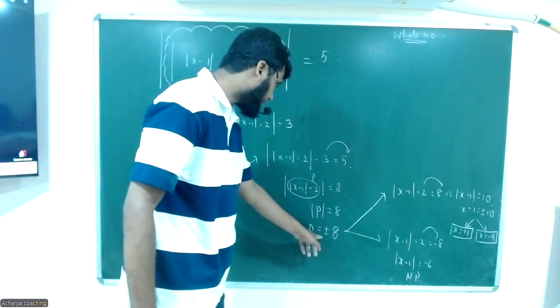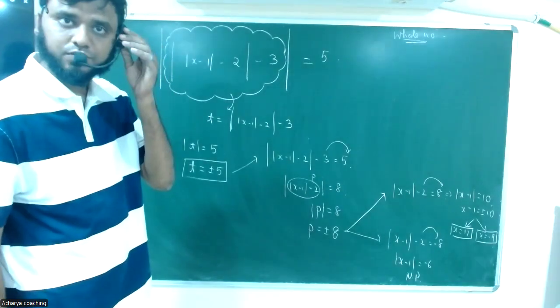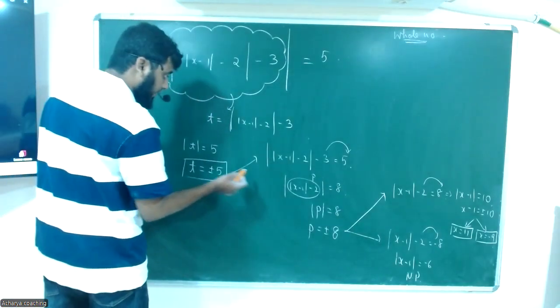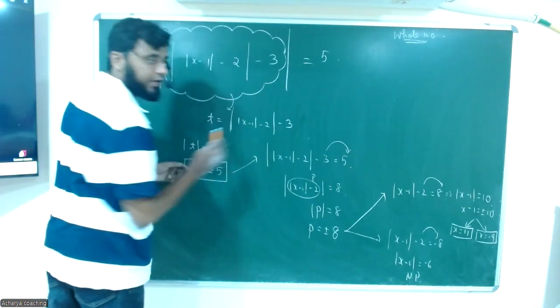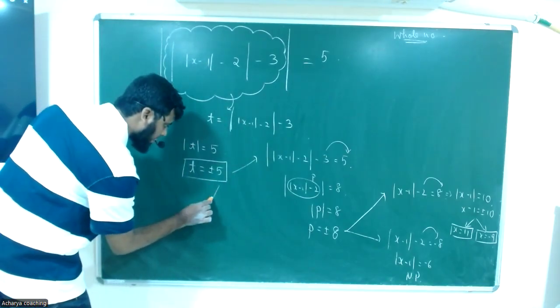So we have taken p equal to plus 8, and also p equal to minus 8, no solution. Okay. Next, what do we have here? This entire thing t we have equated with 5. So similarly, we have to equate with minus 5.